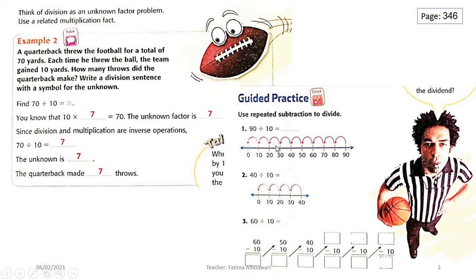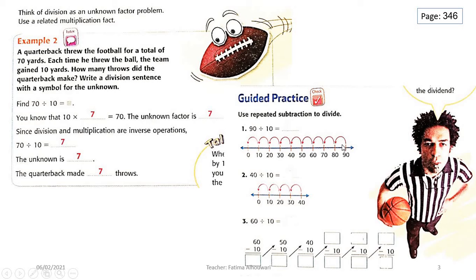Let's solve question number 1. Use repeated subtraction to divide. 90 divided by 10 equals what? Using the number line, we can use repeated subtraction. Beginning at 90, subtract 10 nine times to reach 0. So 90, 80, 70, 60, 50, 40, 30, 20, 10, and 0.